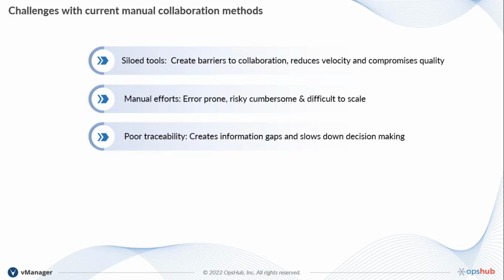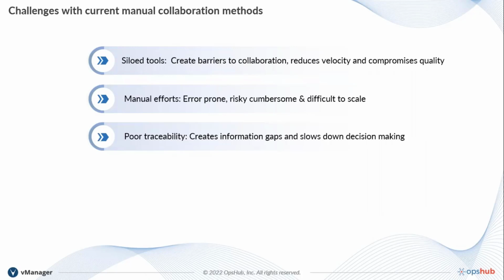So you may say, okay, we agree that we need collaboration. Let me do manual collaboration. I can have all my people sit in one room and talk to each other. I can manually pass data from one tool to another and make sure that all the information is moving from one tool to the other.